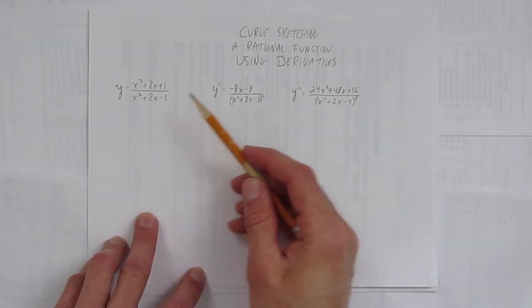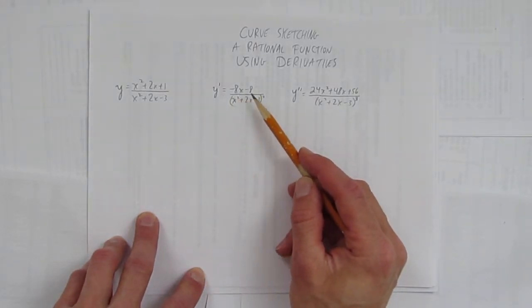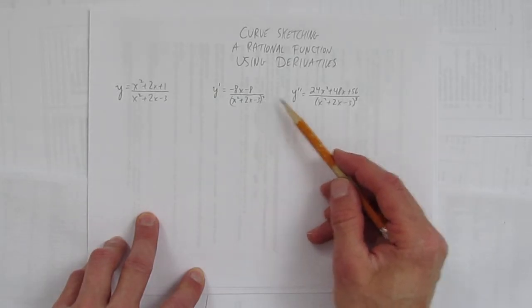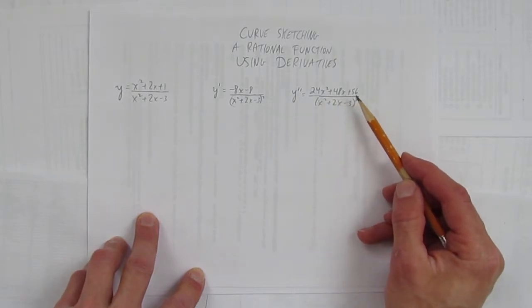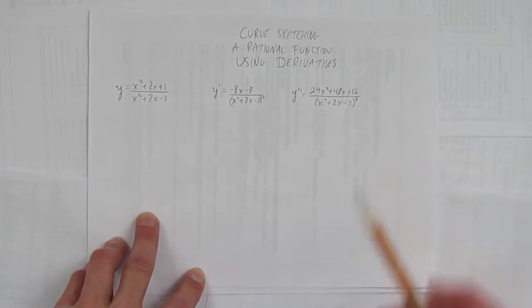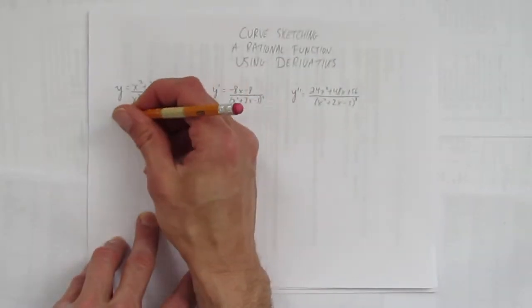But to do that, we'll also look at the derivative, which, when you take it, is negative 8x minus 8 over x squared plus 2x minus 3 squared. And the second derivative is 24x squared plus 48x plus 56 all over x squared plus 2x minus 3 to the power of 3. Okay, we'll start with the original function here.